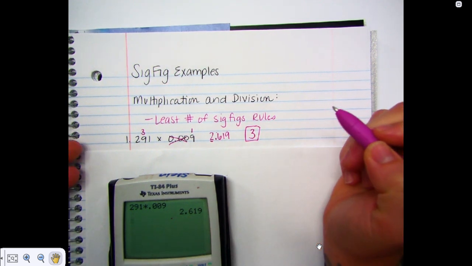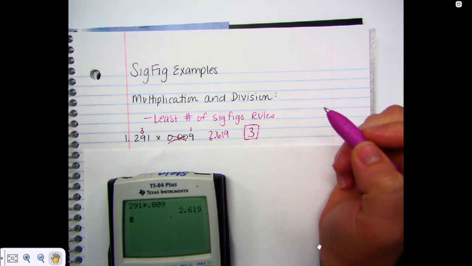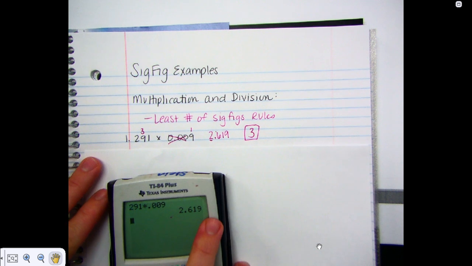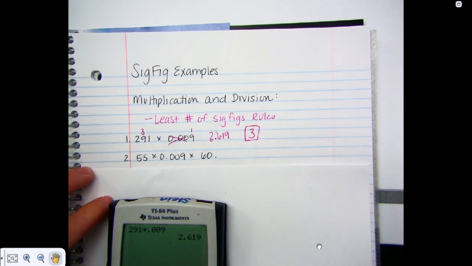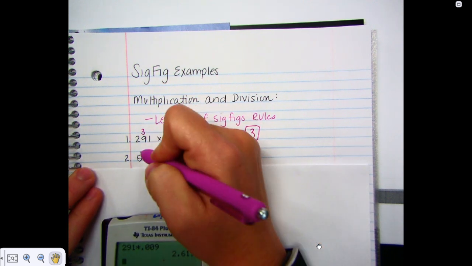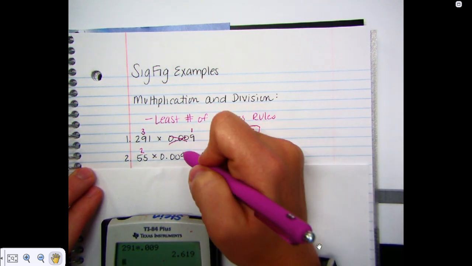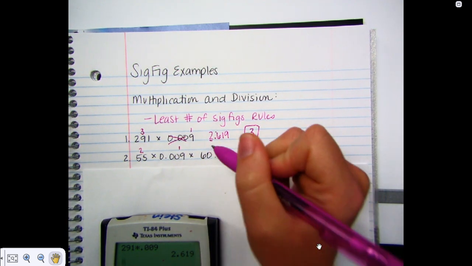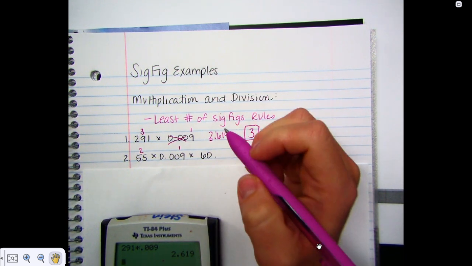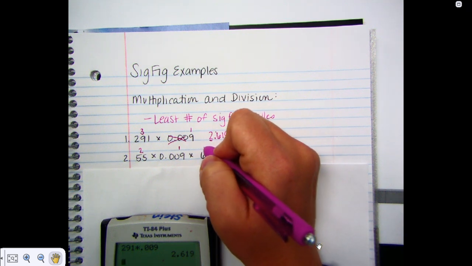No measurements were given in terms of a unit, so 3 is just my answer. All right, let's look at the next one. We've got 55, 2 non-zero digits, so 2 sig figs. We see this one again from the previous one. And then this one, 60 point. The decimal point here is going to make this significant. So I'm going to have 2.